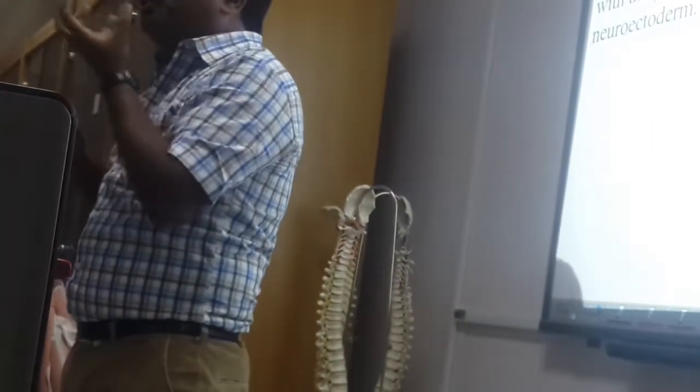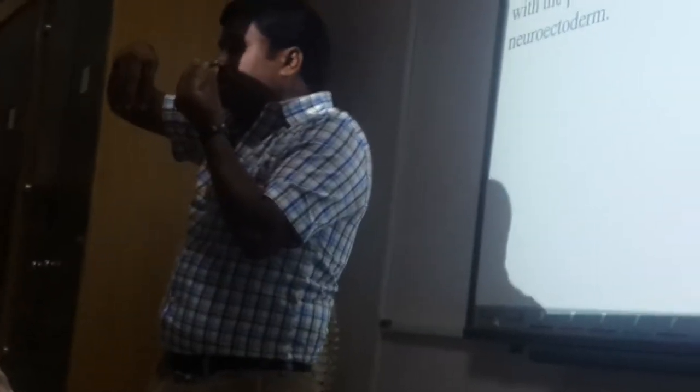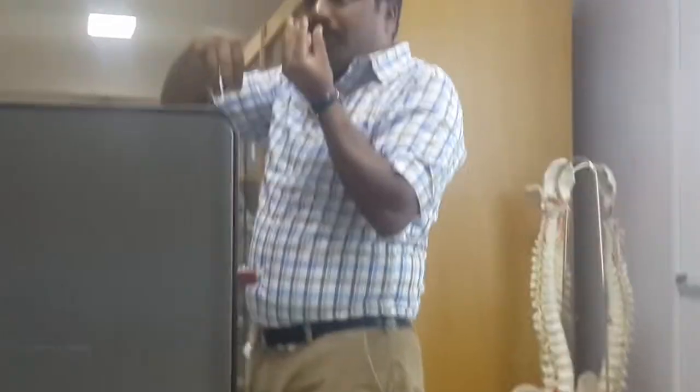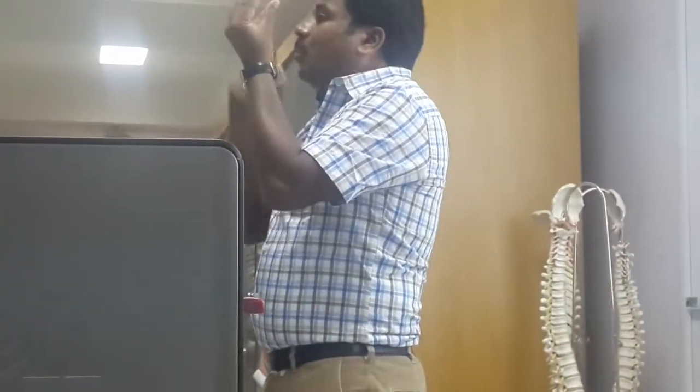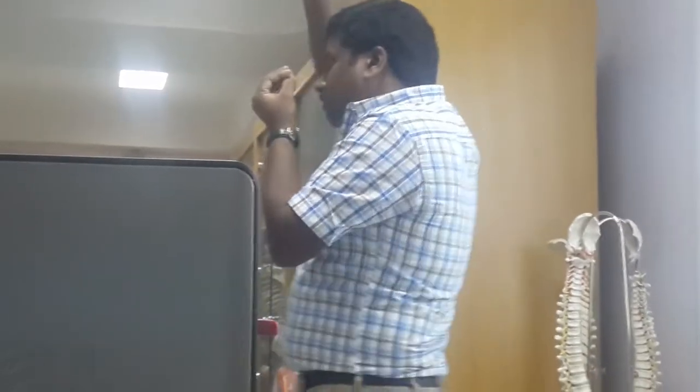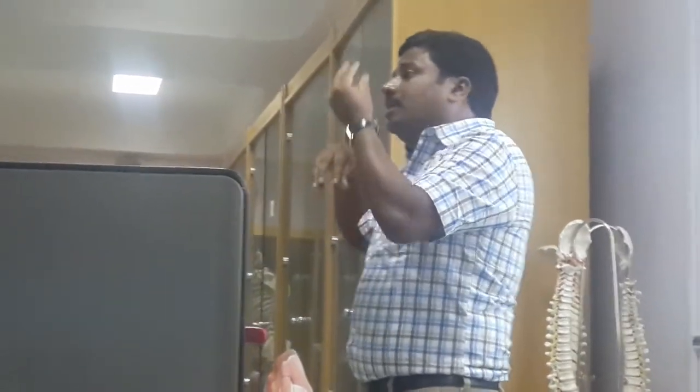Rathke's pouch, that is the ectoderm, somatic ectoderm. Whereas the neurohypophysis develops from the brain tissue, that is the neuroectoderm. So try to understand the difference here. Posterior pituitary develops from neuroectoderm, whereas anterior pituitary develops from the oral cavity, that is the ectoderm. Somatic ectoderm, not the neuroectoderm. So posterior pituitary, neuroectoderm; anterior pituitary, the ectoderm.